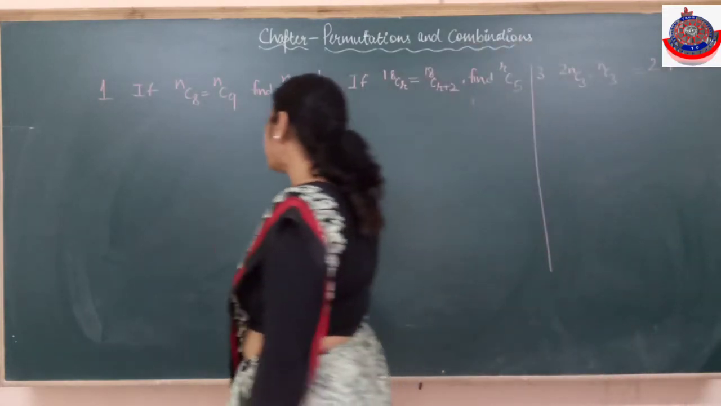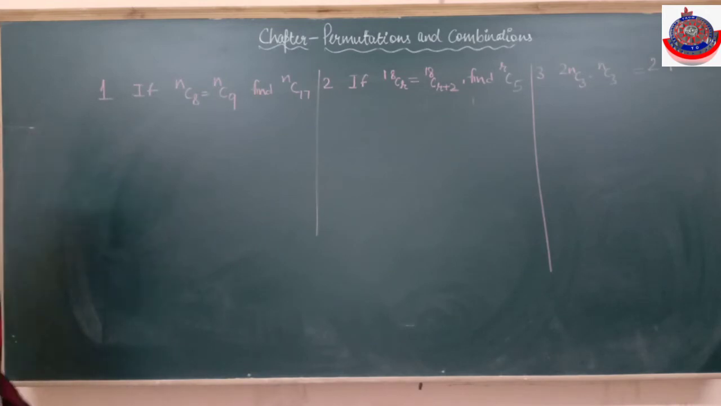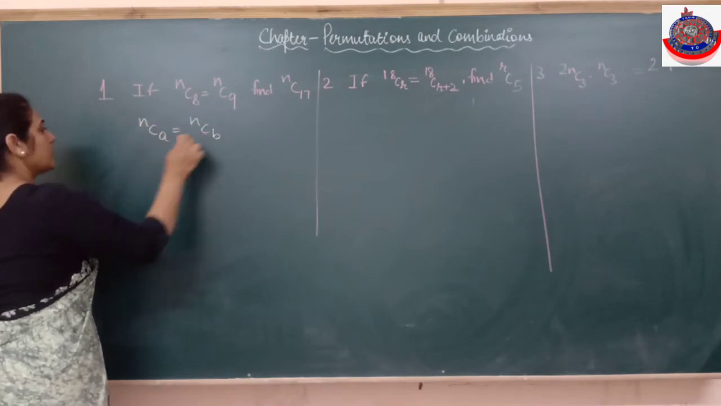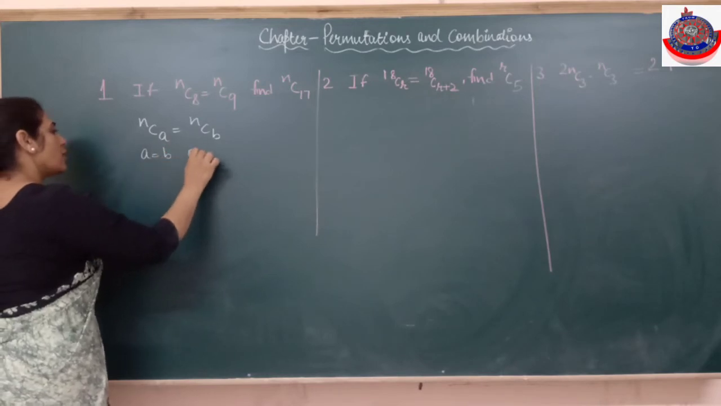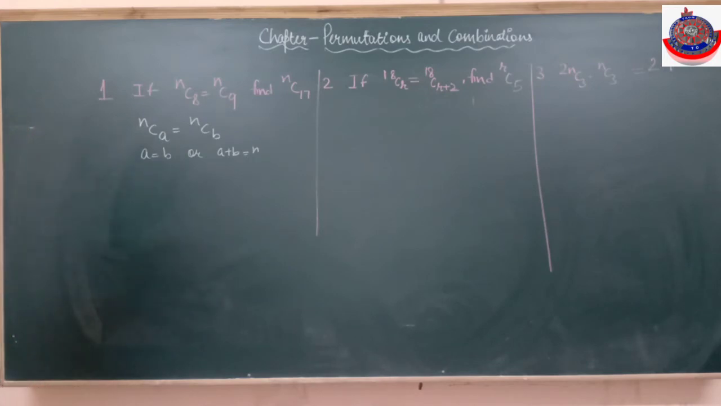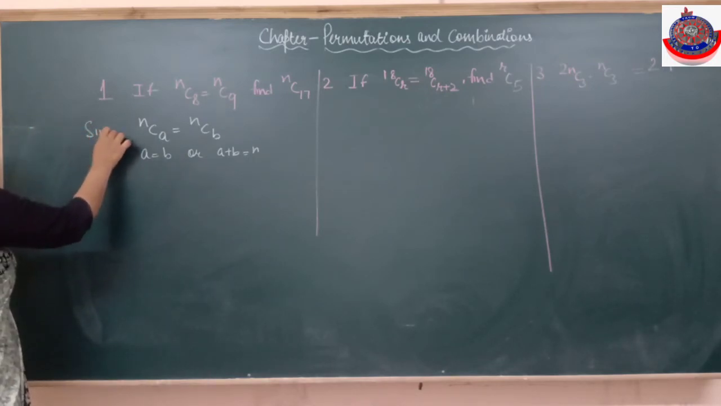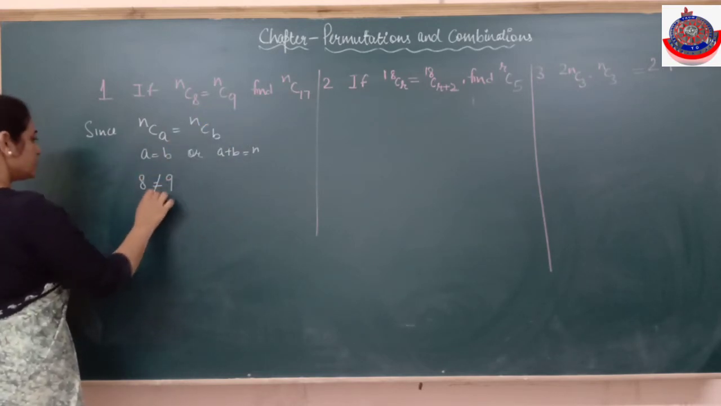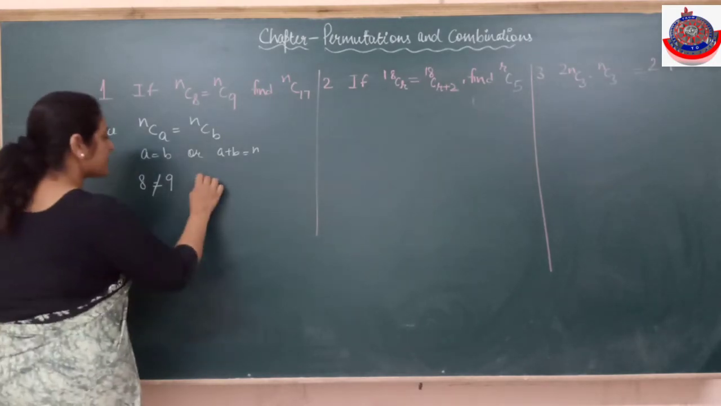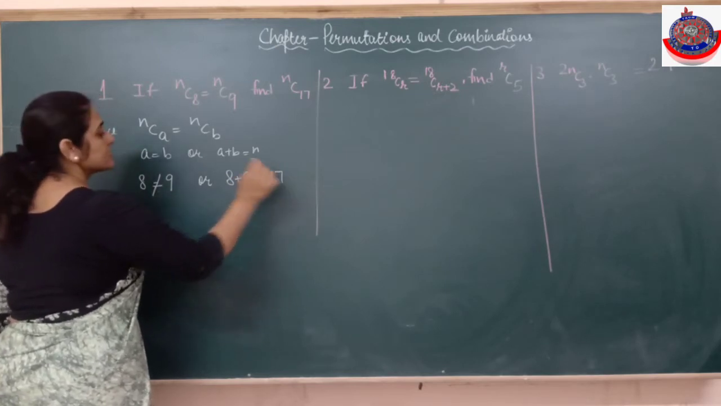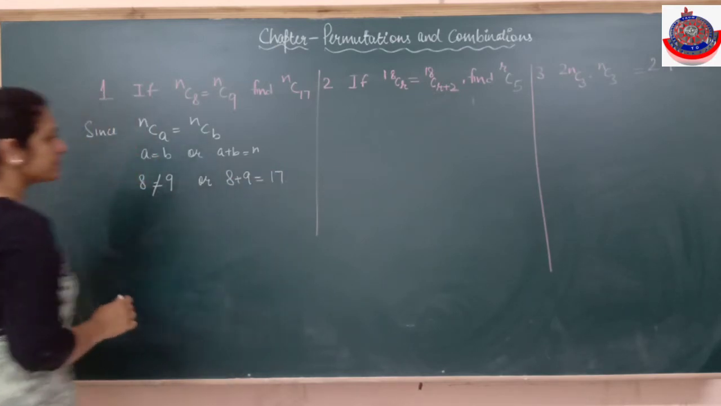What is given? If nC8 is equal to nC9, find nC17. Now the rule, if you remember: if nCa is equal to nCb, either a is equal to b or a plus b is equal to n. Now by this rule, either a is equal to b, is it possible? Not possible. So the second one will work: a plus b is equal to n. And what is n? 17. Is it clear? a plus b is equal to n.